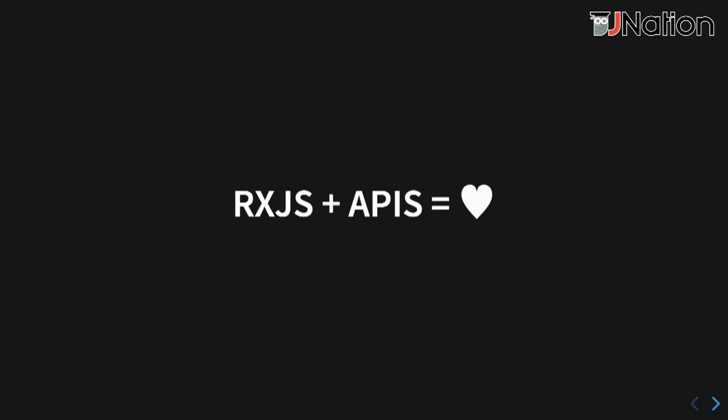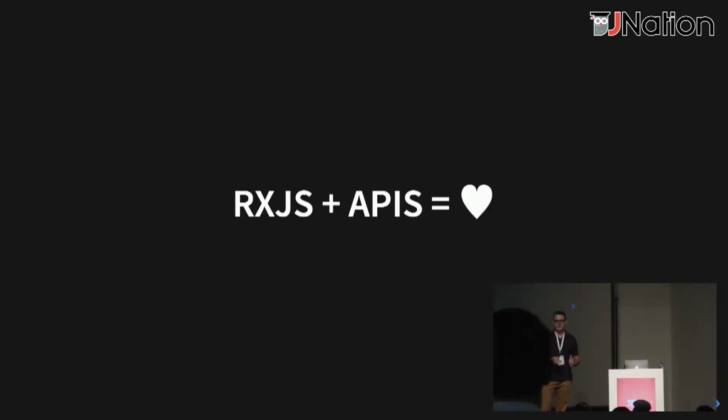Cool, so RxJS and APIs. RxJS, as I guess most of you know, is a library that supports the reactive programming paradigm. The reactive programming paradigm is a way of thinking where you look at everything as a stream of some values or a stream of some events.